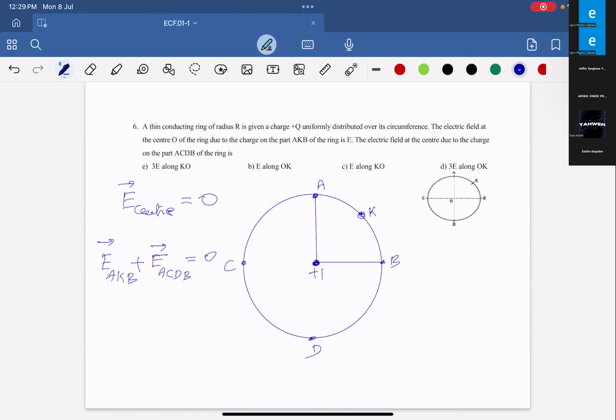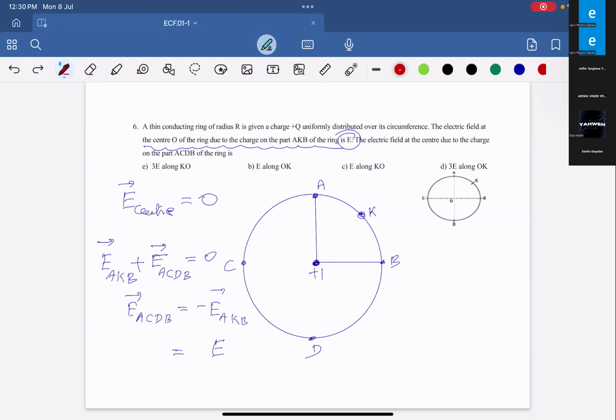And what I want to find out is the field of ACDB, which is equal to what? Get that term to the right hand side. You are getting minus EAKB. But they have given EAKB as what? The electric field due to AKB is E. They have given it as E. But it is in which direction? Negative of AKB.